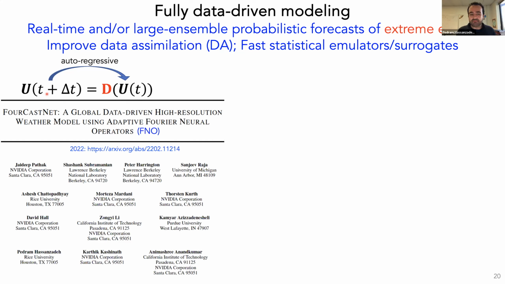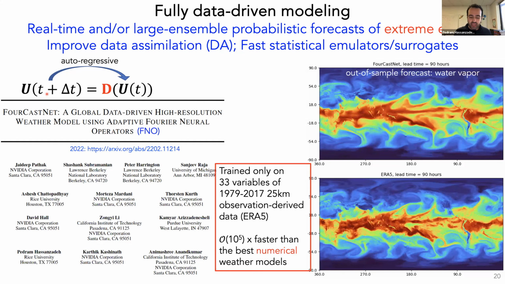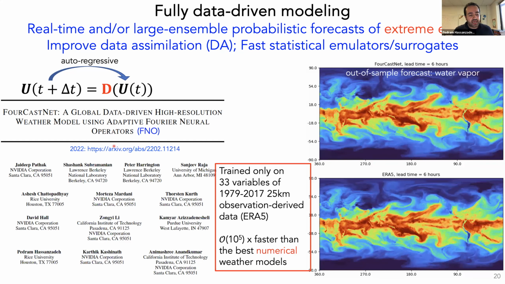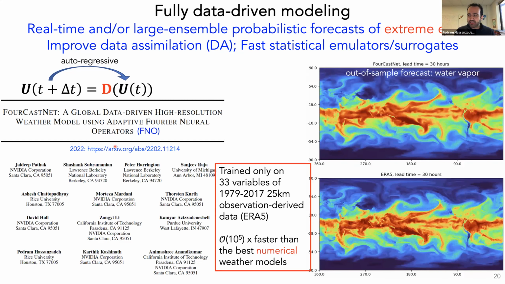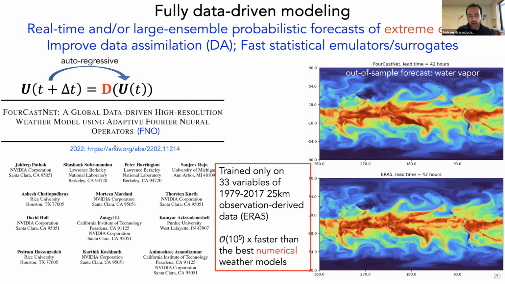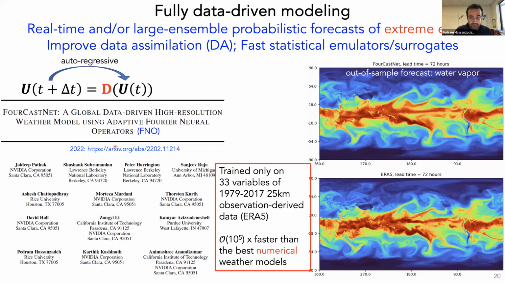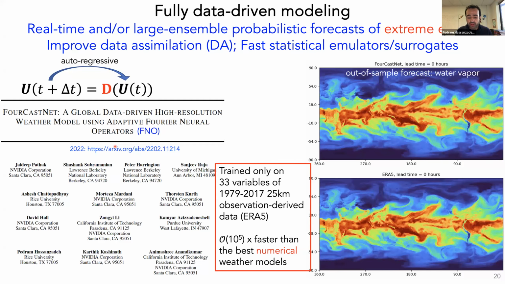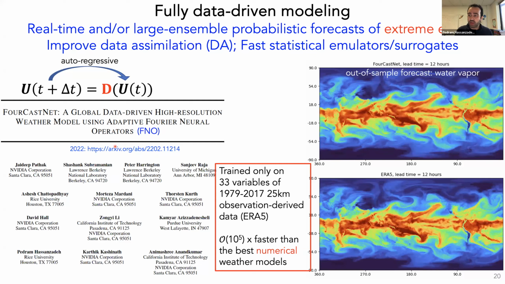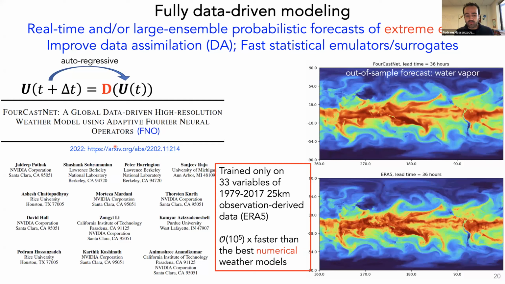To give you an example, there is a data-driven weather model called ForecastNet that has been developed by NVIDIA with contributions from my group and a number of other groups. And this model has been trained on only 40 years of observation-derived reanalysis data. But as reported in this paper, for day-to-day weather up to several days, and for some extreme events like hurricanes, atmospheric rivers, and heat waves, this model has forecast accuracy that's comparable to the best numerical weather models. But the key is that this model is 100,000 times cheaper and faster than these numerical models.